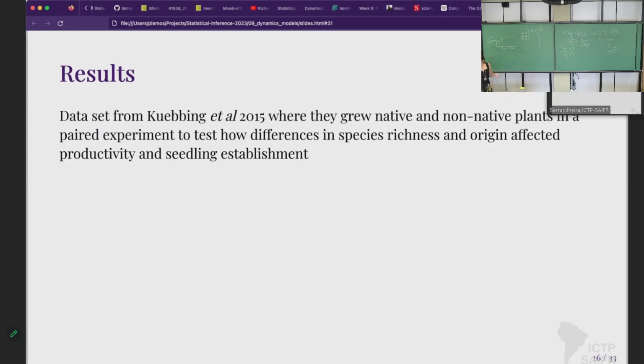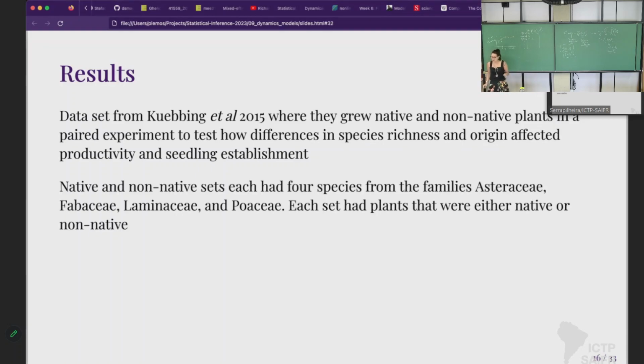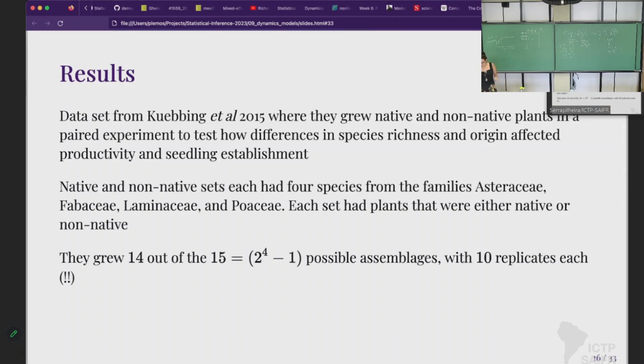They had four different species from different families of plants. For each set, they had plants that were either native or non-native, and they grew them in all the combinations. They grew 14 out of the 15 possible combinations, and they had 10 replicates for each one of them. So they did all of the work of growing all of them together, with a lot of replicates. This kind of data is very hard to find. It was a lot of work and really good data.